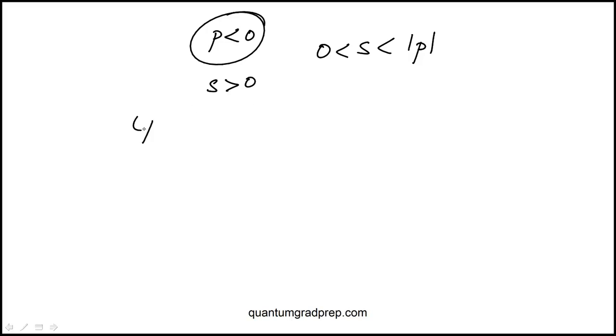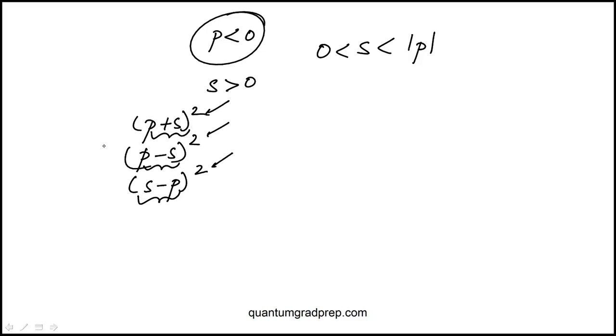And we can right away rule out the first three choices because they all are some expression squared. So it doesn't really matter whether s minus p, p minus s, or p plus s is positive. Once you square it, all three are positive. So the first three choices are out. We're really just left with p squared minus s squared and s squared minus p squared.